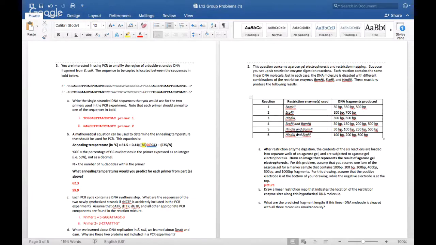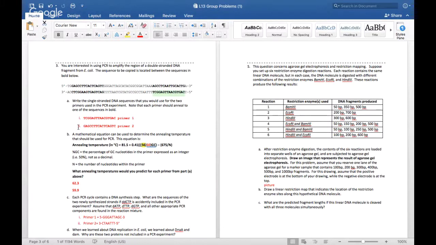Know that each primer should anneal to one of the sequences in bold. So primer number 1, I copied and pasted from the 5 prime. It looks like I actually turned that one into primer number 2, and this one's primer number 1. But they're both at the 5 prime end on each one of those.